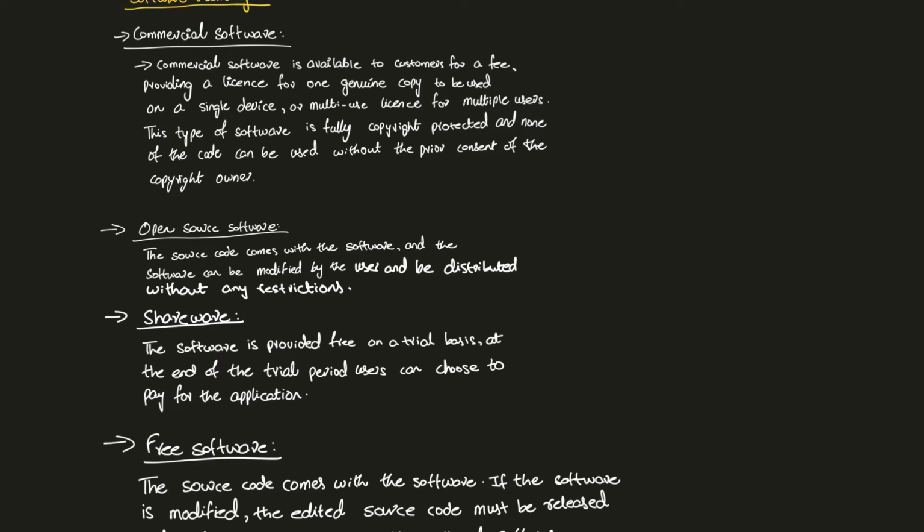So basically, we have four types of software that we are going to be discussing here. One is commercial software, then we have open source software, then we have shareware, and then we have free software. So these are the four kinds that we'll be going over.